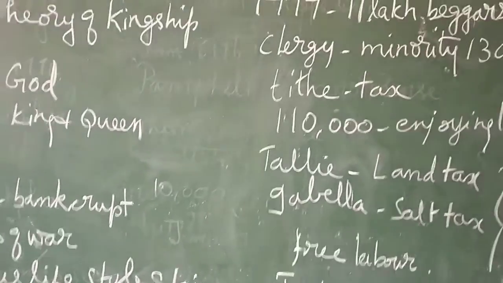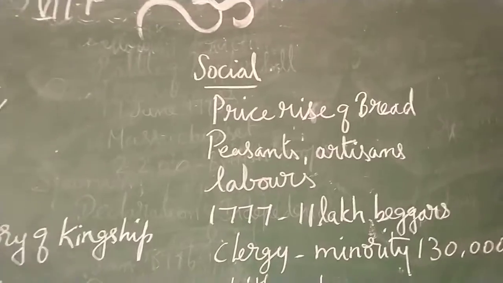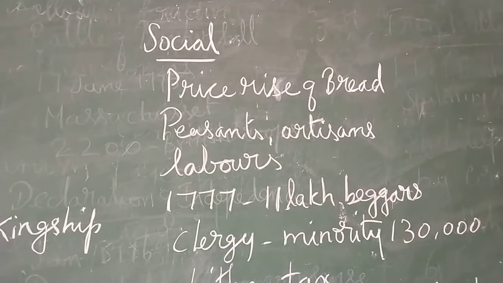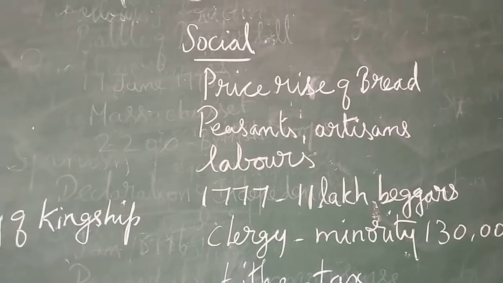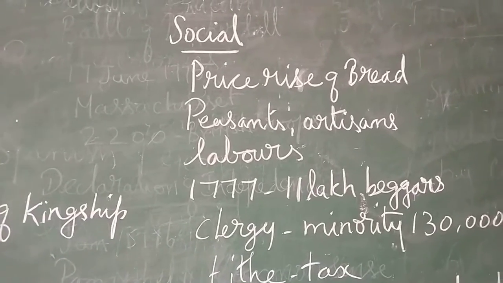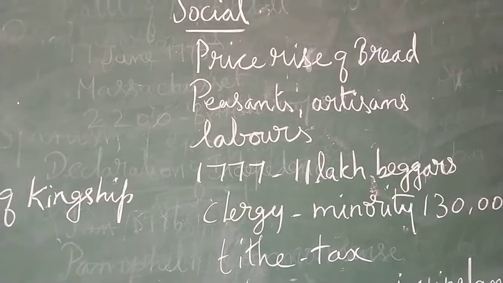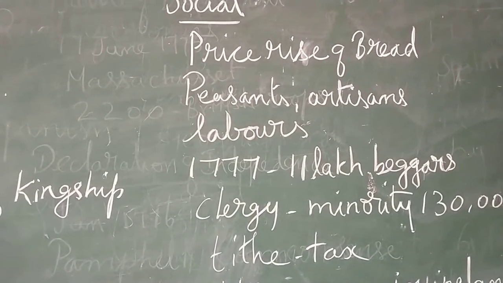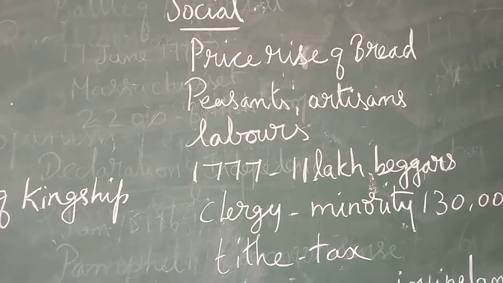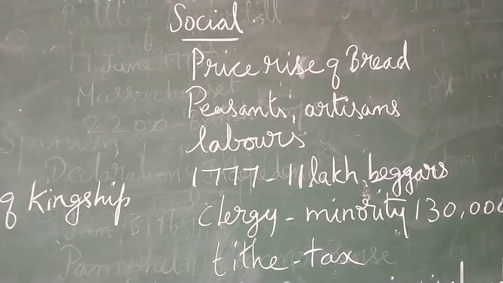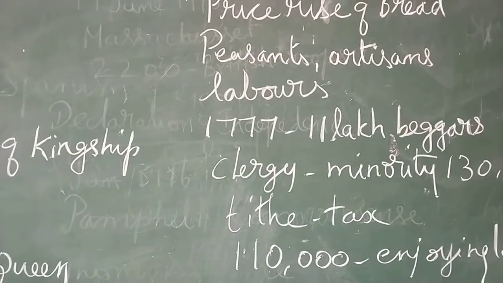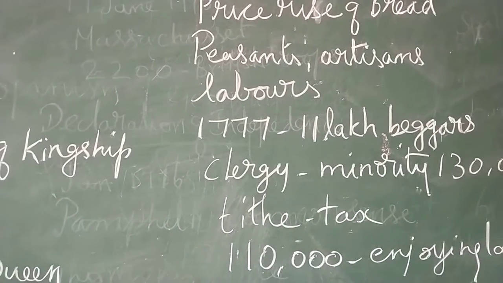Next is social. The social condition in the society became very worse because the harvest period was not proper. So this created a price rise of bread. The peasants of the countryside, laborers, artisans, they were affected. They were hungry, and hunger riots were there.